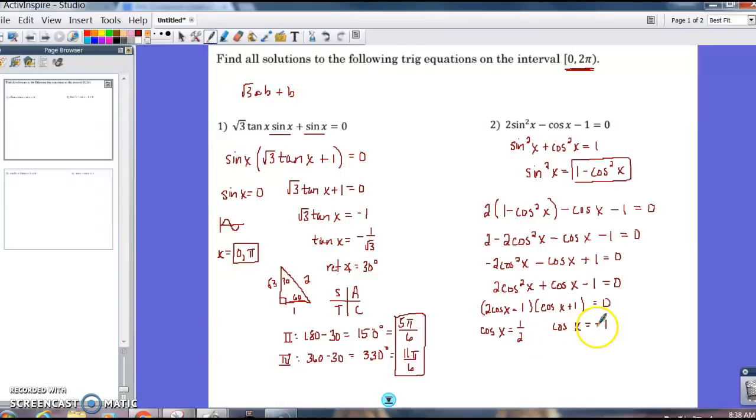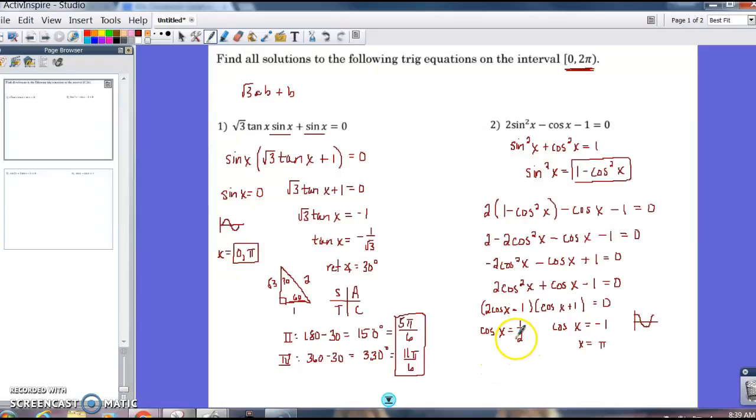Okay, so like I said before, as soon as you see 0, 1, or negative 1, sketch a graph for yourself. Right, there's your cosine graph. I'm down here at negative 1 at pi. So here x would be pi.